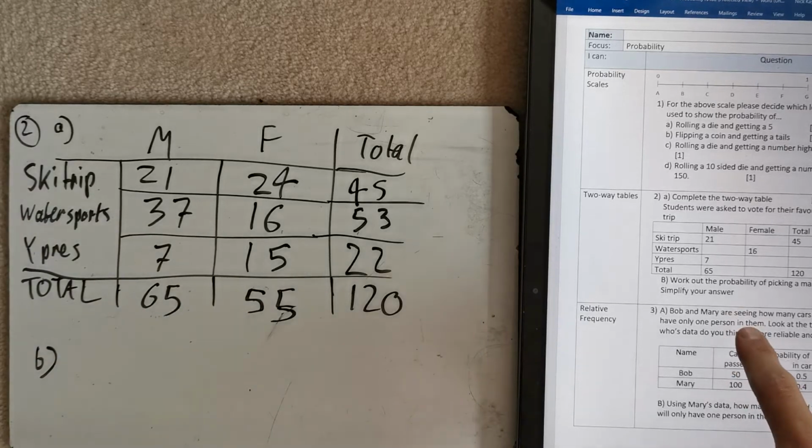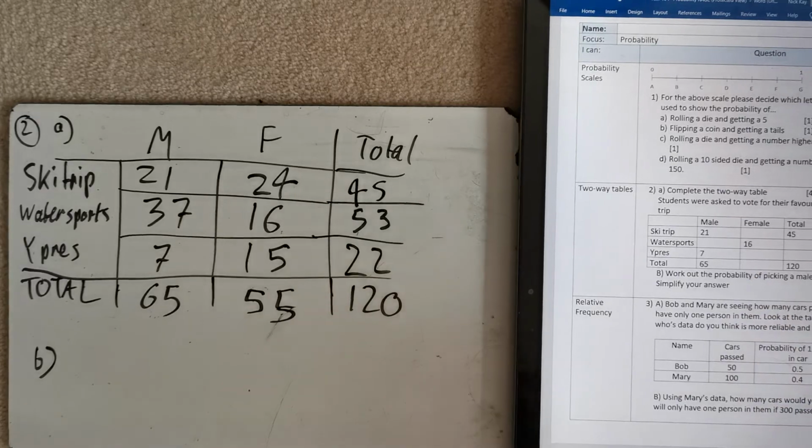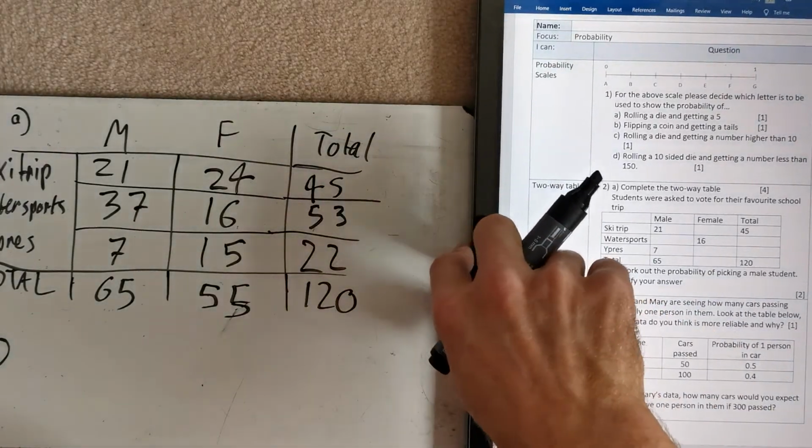Next one: work out the probability of picking a male student. You must simplify your answer.